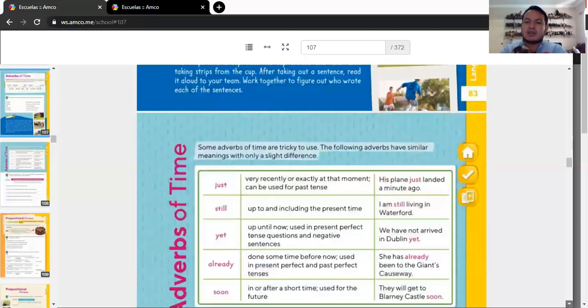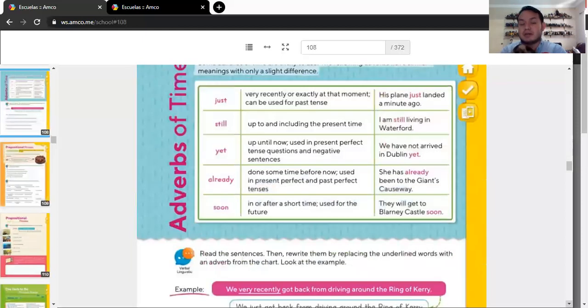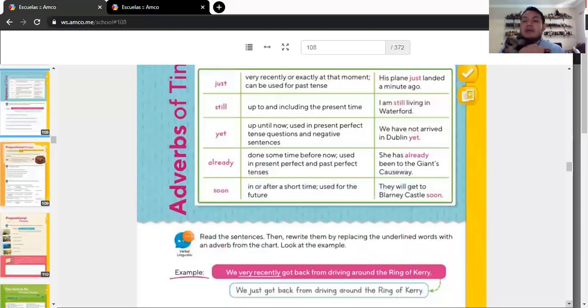And here, this one is the tricky part of adverbs of time, okay? The tricky part of it, if you don't pay attention, then you're gonna have a little bit of problems with this, okay? We have just, still, yet, already, and soon. And then we have a little explanation of the word, and then we have the word used in a sentence for you to have it as an example.